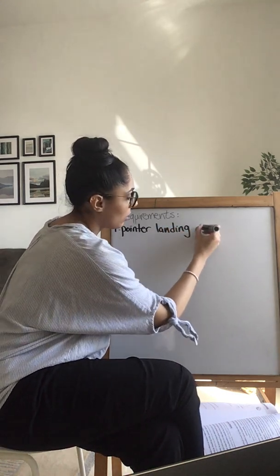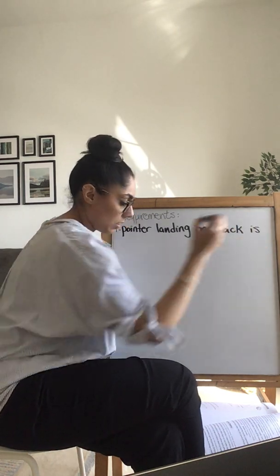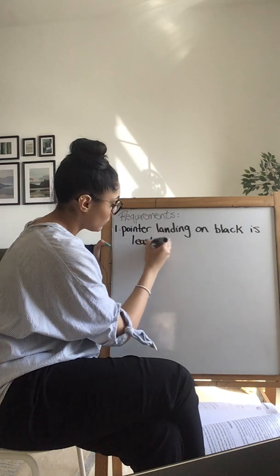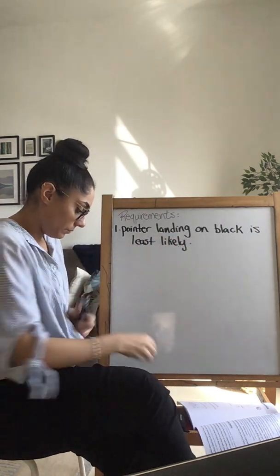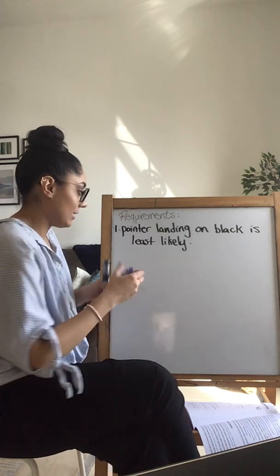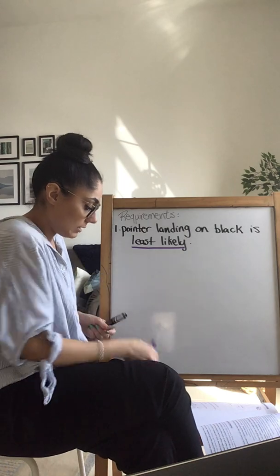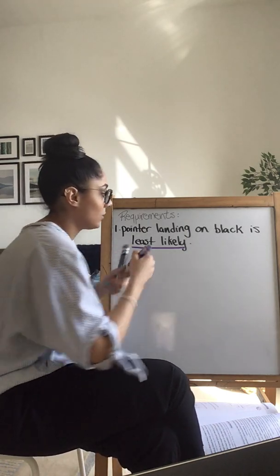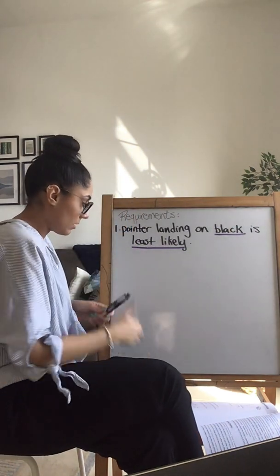Pointer landing on black is least likely. Okay, and I want you to highlight that or underline that. I'm going to underline it because I can't highlight, so please highlight that. And we can actually highlight black too because that's the color. So black is least likely.